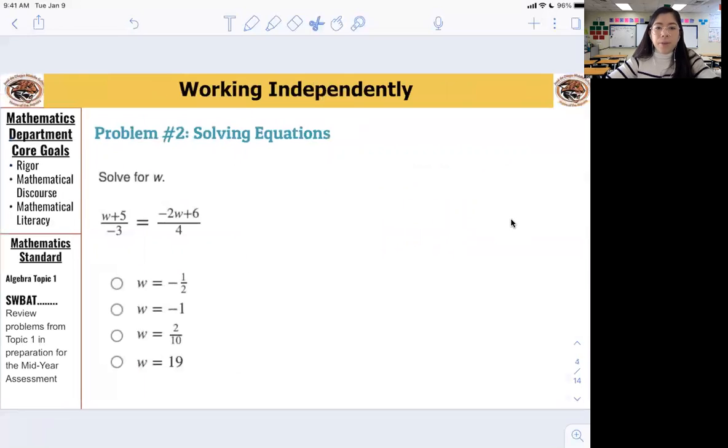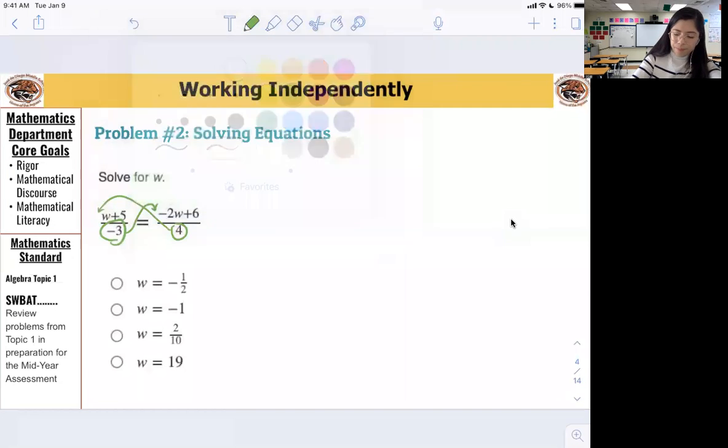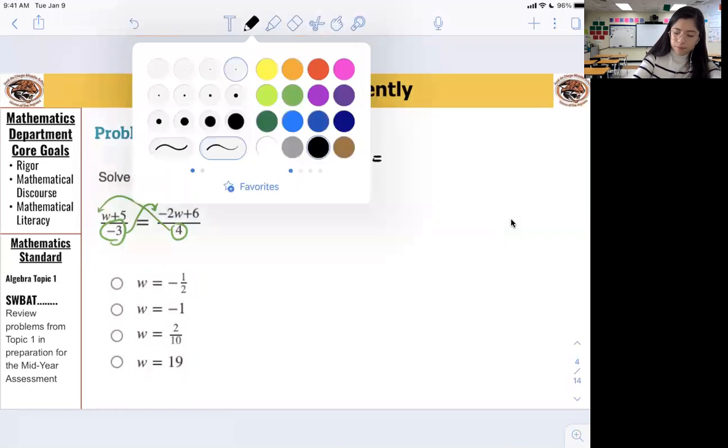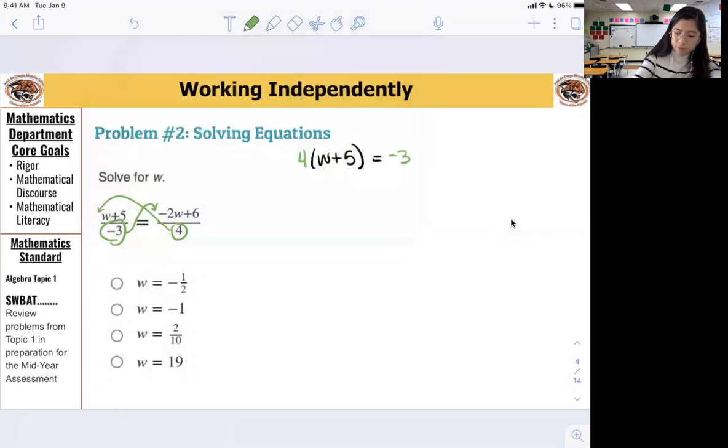Problem number 2. Solve for W. We have 2 fractions equal to one another. What is that first step I need to take? Cross multiplication. So that negative 3 goes to the right, positive 4 goes to the left, and I get 4(W + 5) = -3(-2W + 6). Perfect.